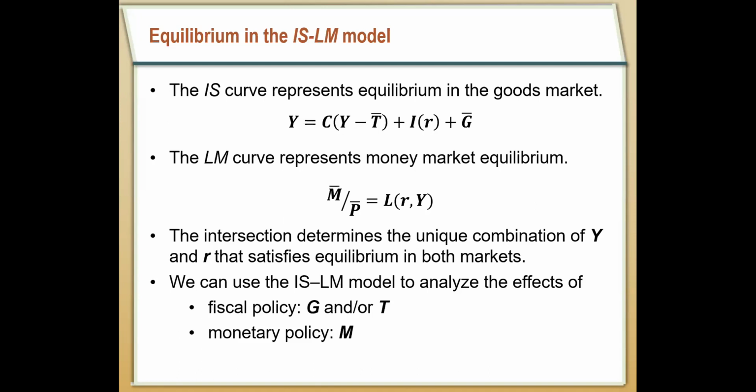The LM curve represents all the different combinations of interest rates and income that bring the money market to equilibrium. And so we have to remember that money demand is positively related to income. As income goes up, people want to take advantage of that higher income by holding more money. And so money demand is positively related to income, and we have an upward sloping LM curve. Now the intersection of these two curves is that point of income and interest rate that brings both the goods market and the money market to equilibrium.